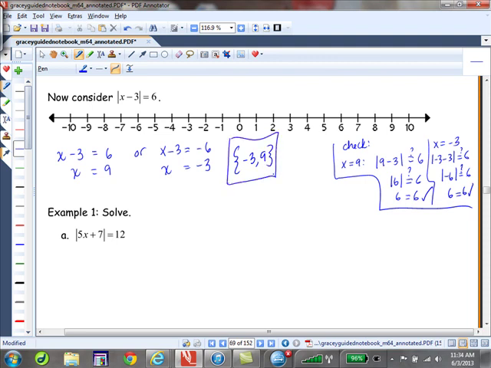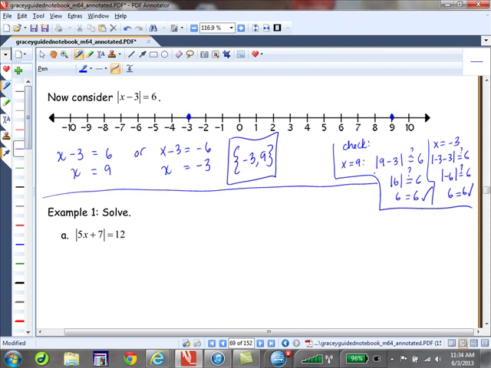Now, if we wanted to look at what a picture would look like, we would have negative 3 here and 9 here. I won't have you graph those most of the time. This was just an exploratory exercise, but I want you to see the difference. We found two distinct values for x instead of an interval of values for x. And that's the difference between absolute value equations and inequalities.